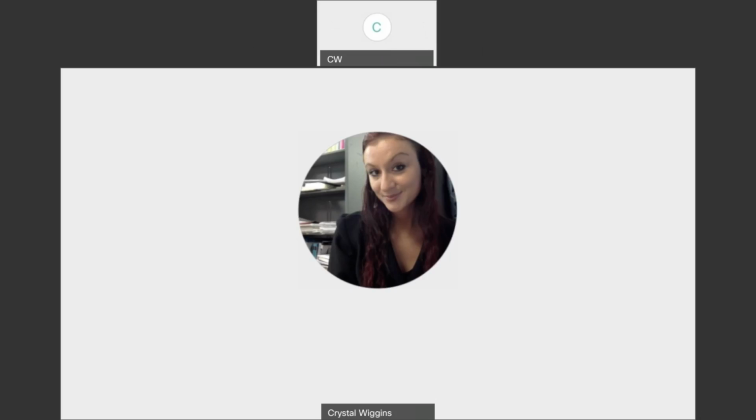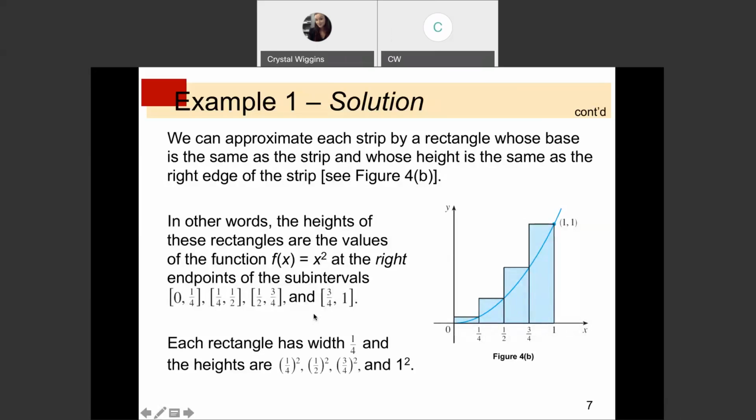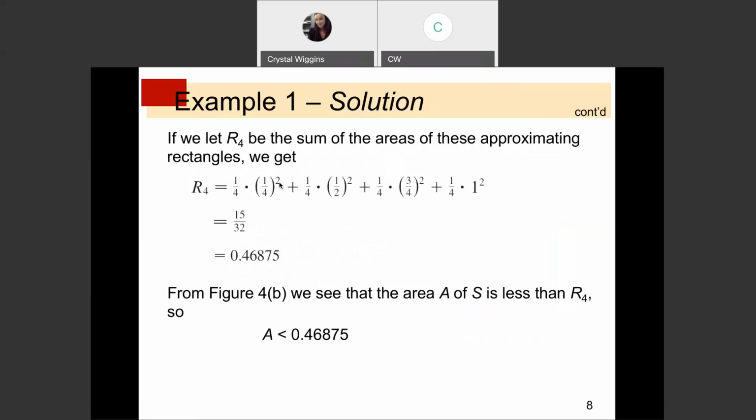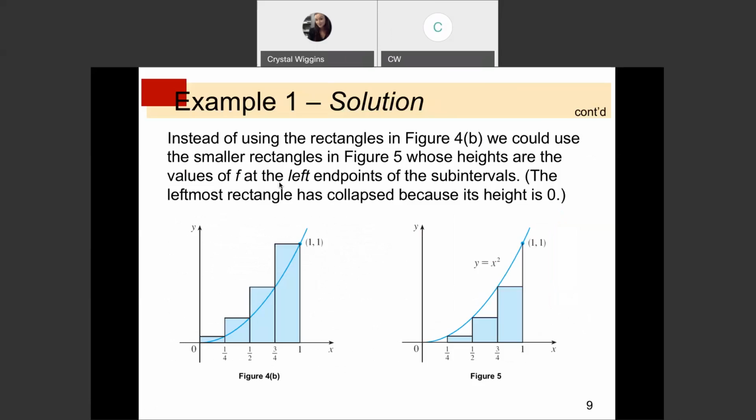Back to the PowerPoint. Okay, so this example is showing exactly what we just did. They're putting the x value into the function. I did that separately and then produced y values. And this comes out to exactly what we just calculated, 15/32. And it is an overestimate because the rectangles exceed the function on top. Notice that if we did left-hand rectangles, here are the left-hand rectangles. Let's actually do those out using this function so you can see the difference.